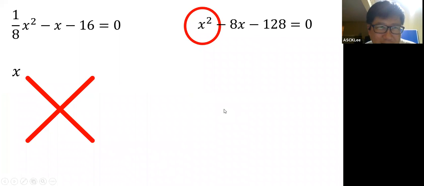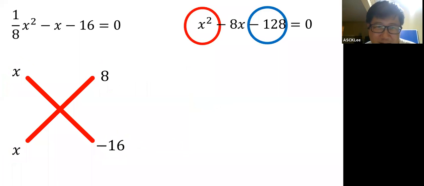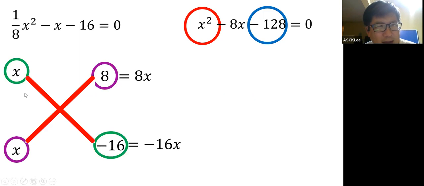So let's do it again. X squared is x times x. Minus 128 is 8 times minus 16. And this time you'll see that it works out. X times minus 16 is minus 16x. X times 8 is 8x. And when you add up 8x plus minus 16x, you get minus 8x. That means your factors are x plus 8 and x minus 16.